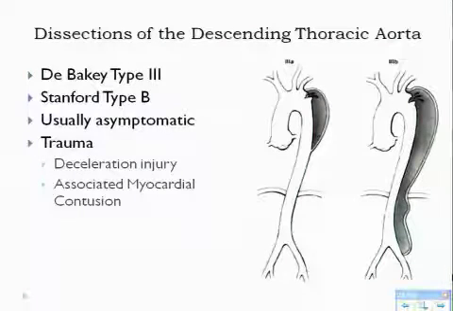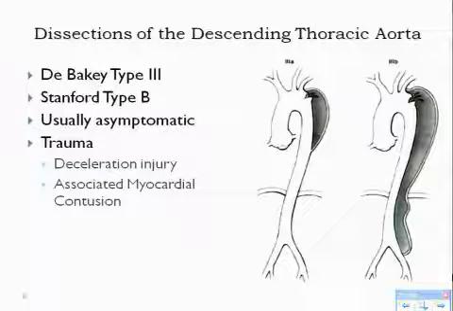All right, let's go on to the next section, which is dissections of the descending aorta. Descending thoracic aorta. This is also known as DeBakey type 3 or Stanford type B. Most people present asymptomatic, which is really scary. Most of these are deceleration injuries, so they usually have a car accident or something that causes rapid deceleration. Parachute accidents will also do it. Pilots who have rapid deceleration injuries will also do it. High Gs can do it.